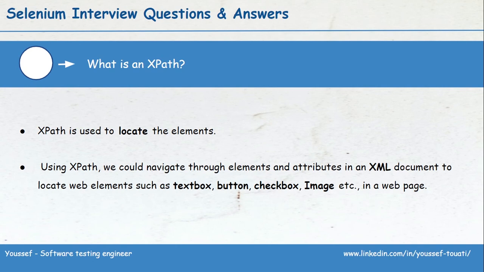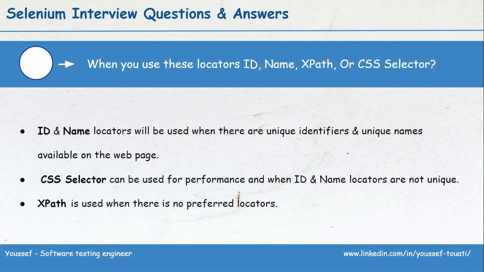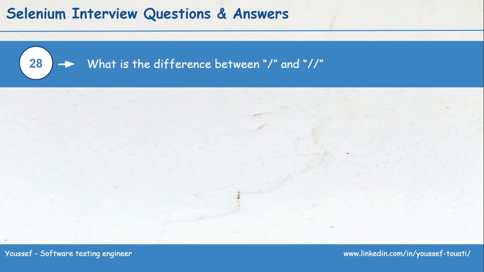in a web page. When you use these locators, ID, name, XPath, or CSS selectors, we will see when we use them. In fact, ID and name locators will be used when there are unique identifiers and unique names available on the web page. Now, CSS selector can be used for performance and when ID and name locators are not unique. XPath is used when there are no preferred locators. Okay, I hope it's clear. So we will move to the next question.